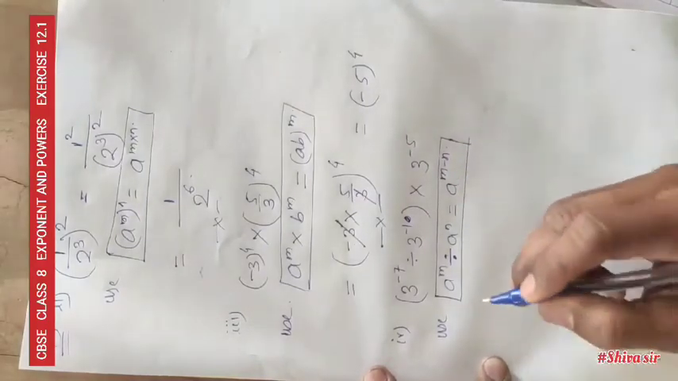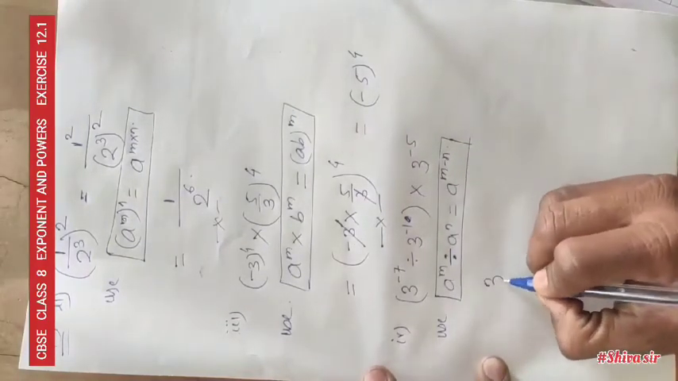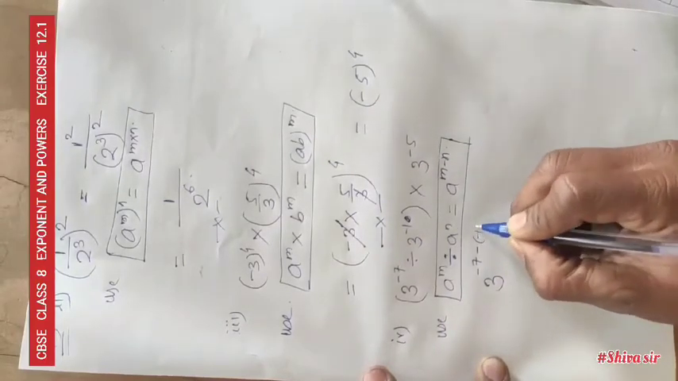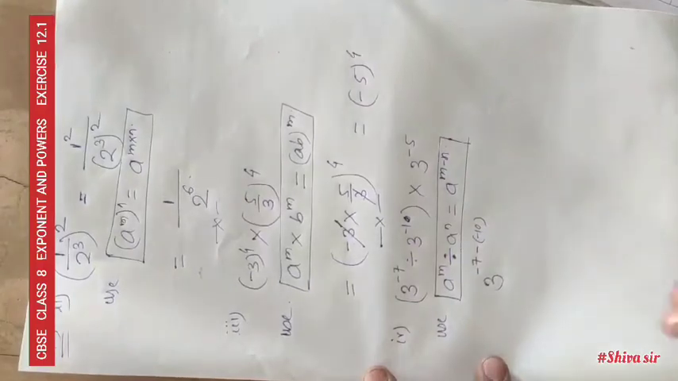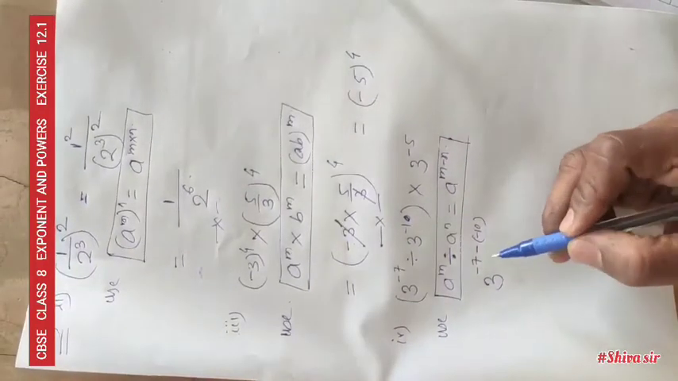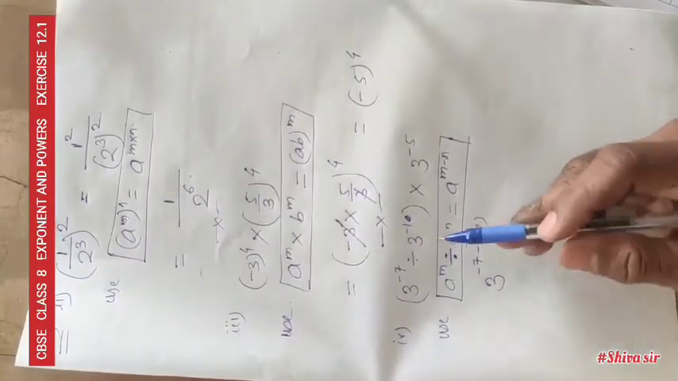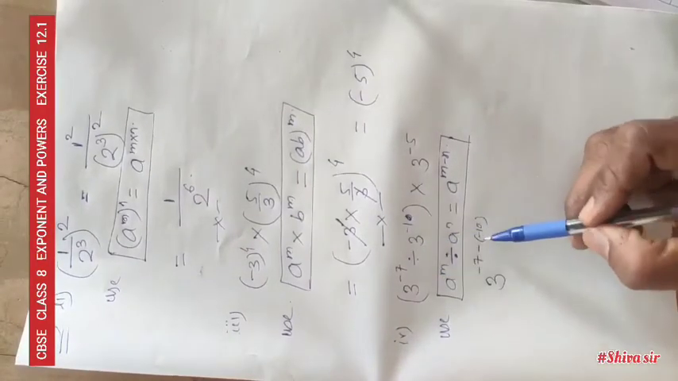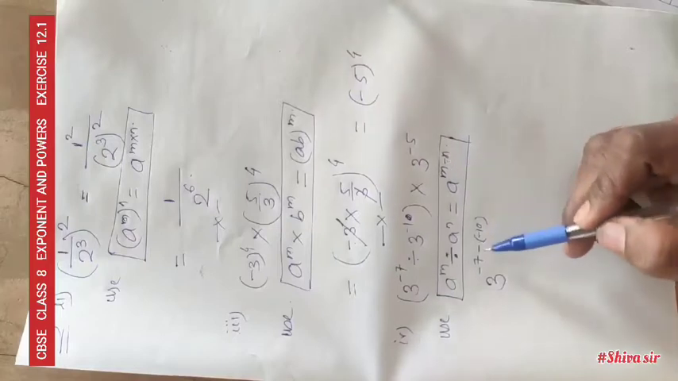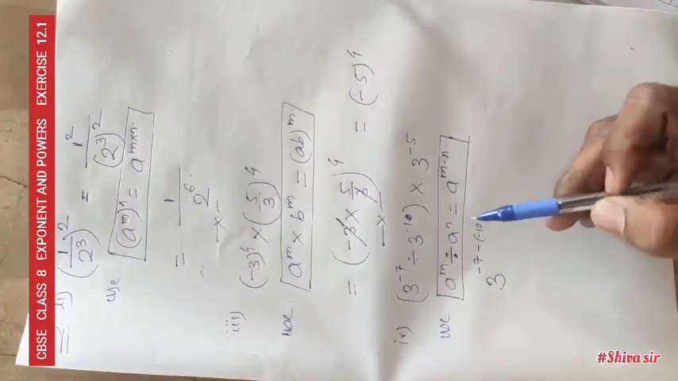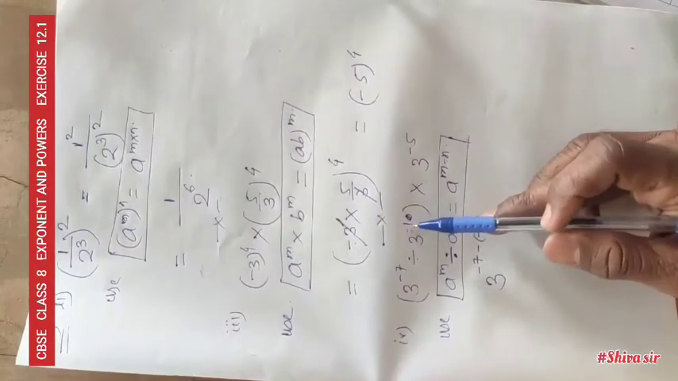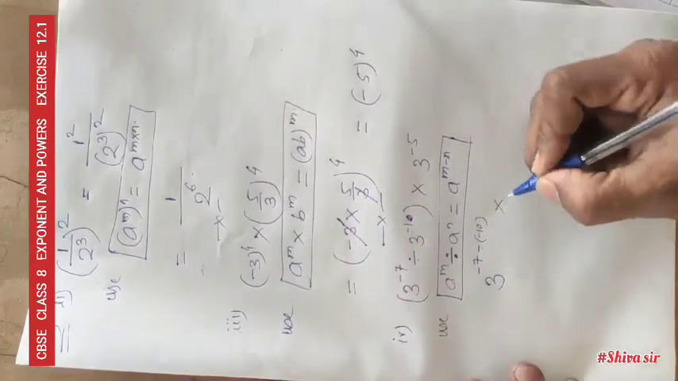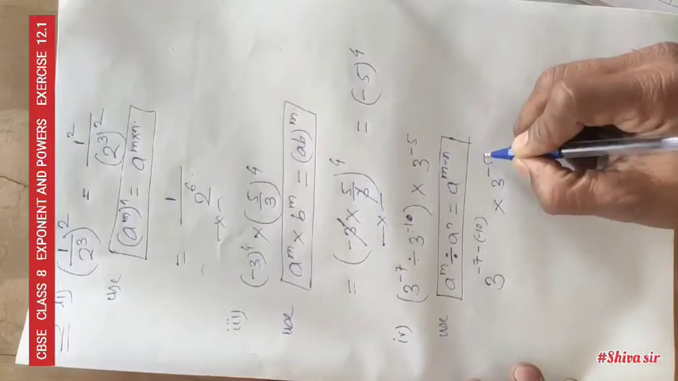So by using this formulation, we simply write down 3 raised to the power minus 7 minus 10. Just concentrate here where the signs are negative. Minus 7 as it is. Here is the division of the bases and exponents, therefore according to the formulation there is a negative sign, and the negative sign is always with the 10. So therefore minus 10, and into 3 raised to the power minus 5 as it is.